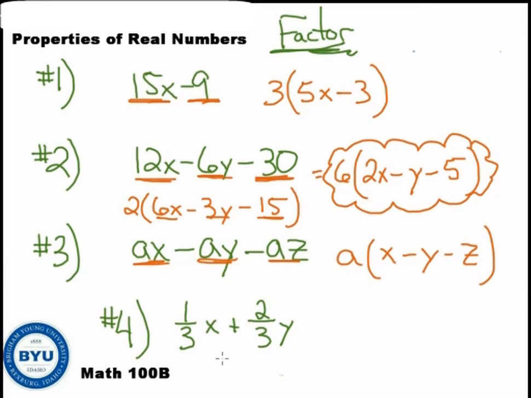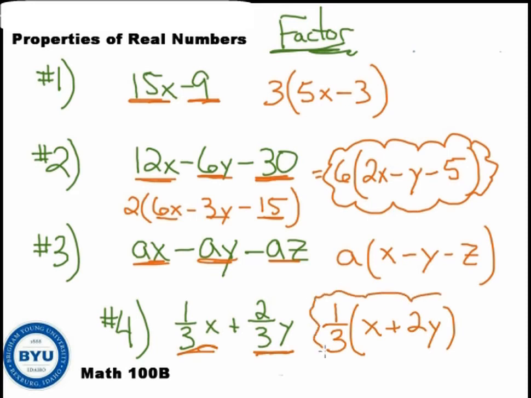And lastly, here for number 4, we have 2 terms, and the common term is actually 1/3. Notice that the 3's are the same, so 1/3 is the common factor that we can pull out. If we pull out 1/3, that 1/3's gone. We're just left with x because we're dividing. 1/3 divided by 1/3 is 1. And if we do 2/3 divided by 1/3, we're left with 2y. That's our answer for number 4.